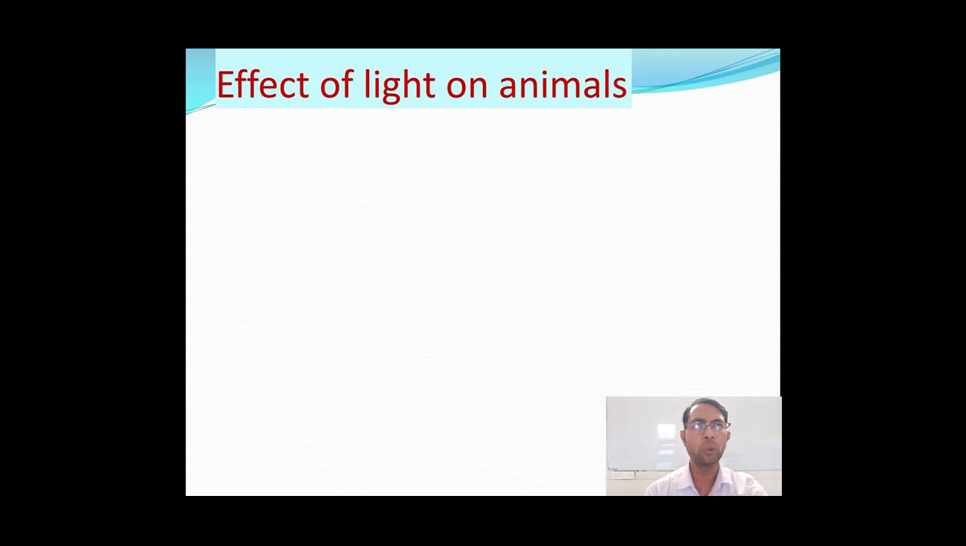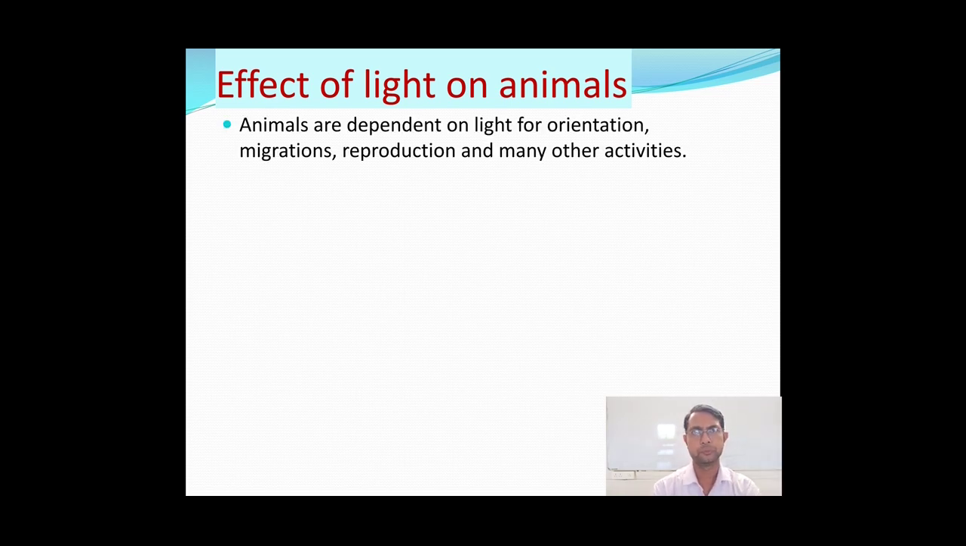Now what is the effect of light on animals? Animals are dependent on light for orientation, migration, reproduction and many other activities. Now what is orientation? For example, a particular polar bear is living in a particular region. That region has a particular light and that is suitable for that animal. That's why this polar bear lives at the North Pole, or we can say the South Pole.